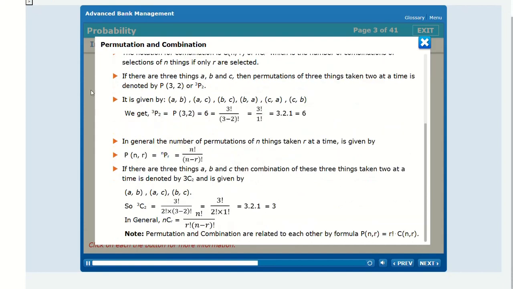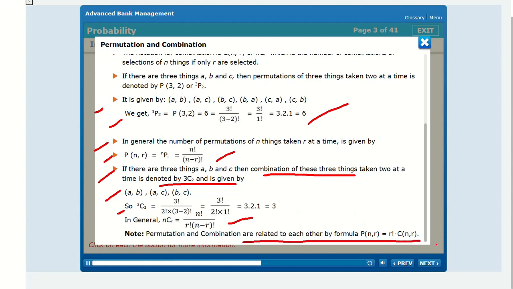It is given by AB, AC, BC, BA, CA, CB. We get, in general, the number of permutations of n things taken r at a time is given by P of n, r equal to nPr equal to. If there are 3 things A, B and C, then combination of these 3 things taken 2 at a time is denoted by 3C2, and is given by AB, AC, BC. So, in general, nCr equal to. Note, permutation and combination are related to each other by formula P of n, r equal to r! times C of n, r.